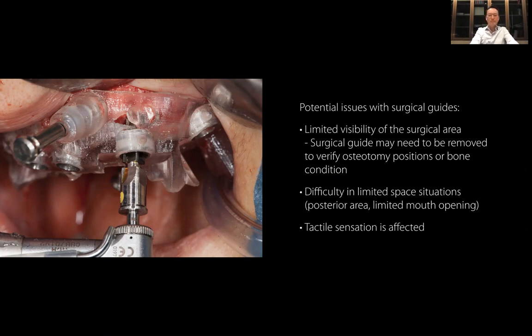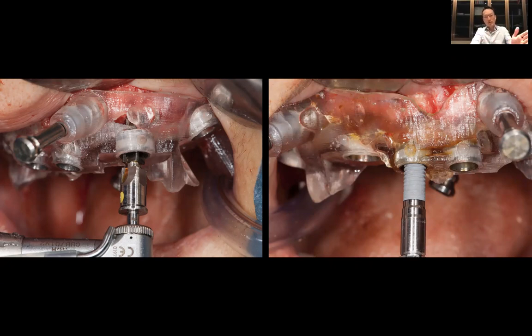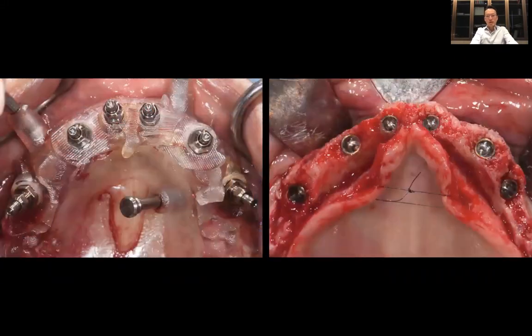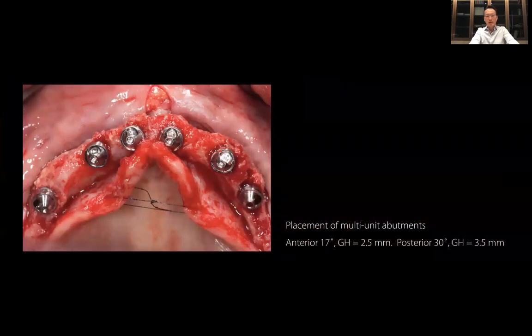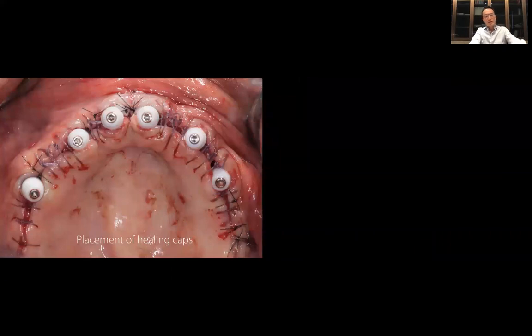So this is what potentially could happen. So in this particular case, I was very careful, trying to avoid those problems. So I was able to go through my osteotomy preparation and place my implants with good primary stability. And here is the picture with all 6 implants placed. And then I placed on my multi-unit abutment. And then these are the healing caps I placed on the multi-unit abutment.